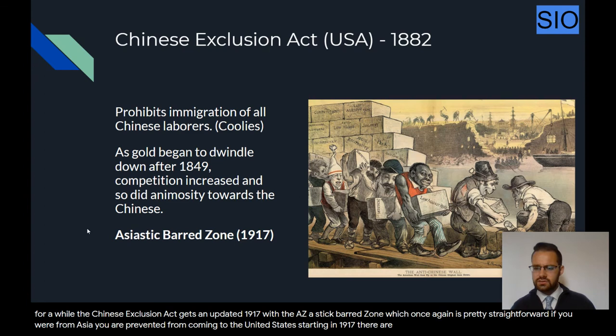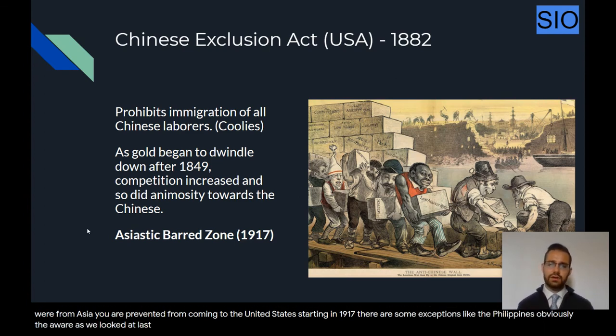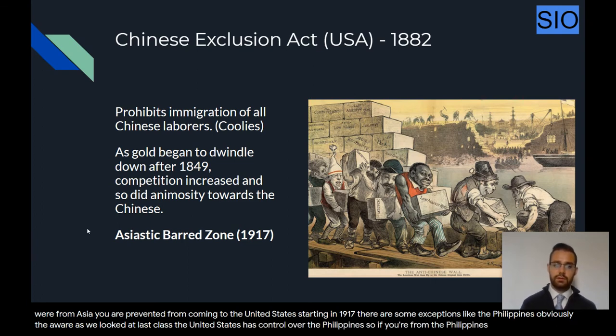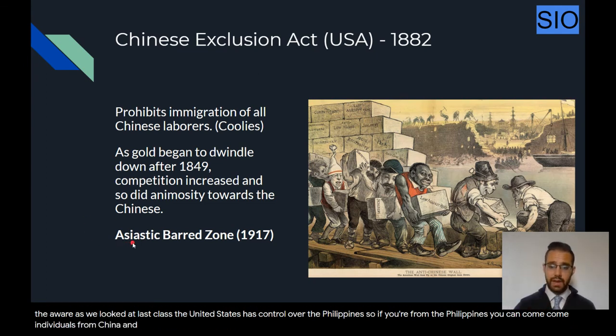There are some exceptions, like the Philippines. Obviously, as we looked at last class, the United States has control over the Philippines. So if you're from the Philippines, you can come to the United States. But this is going to ban individuals from China and Japan and India and other countries deemed Asiatic. You'll talk about these things more when you get to AP US history next year.